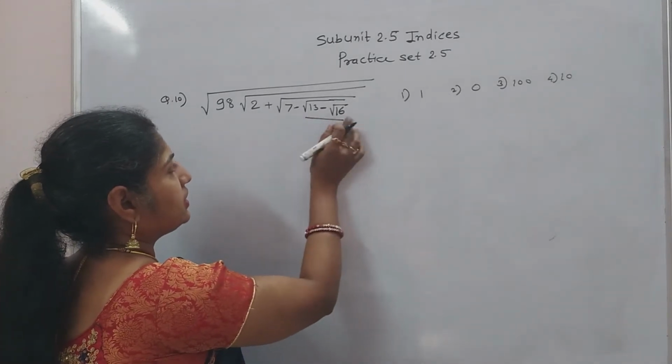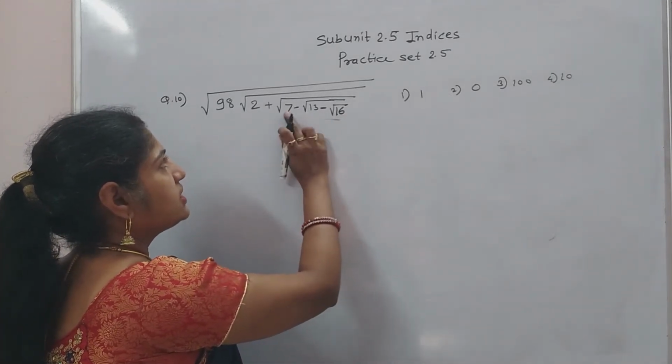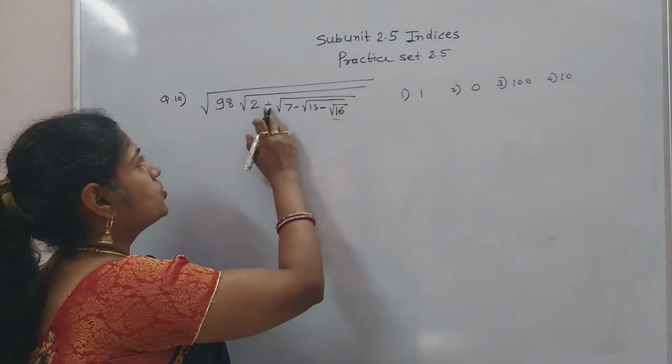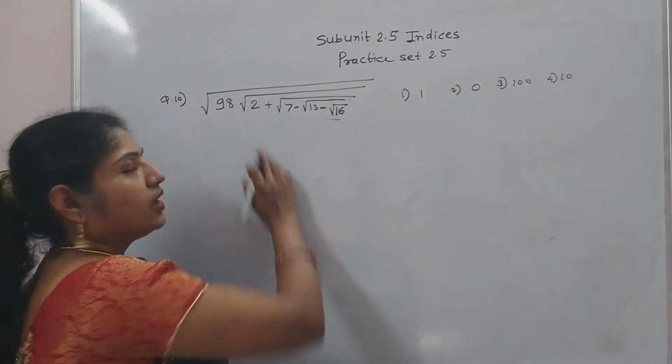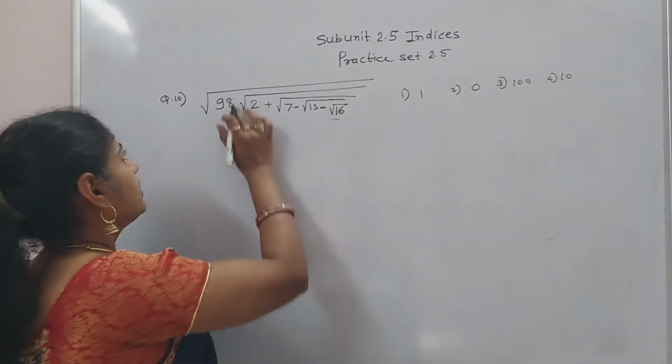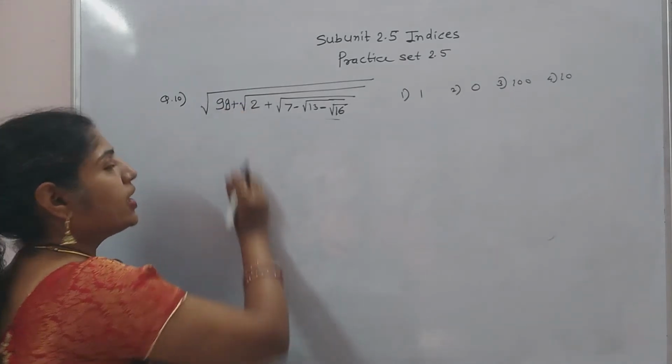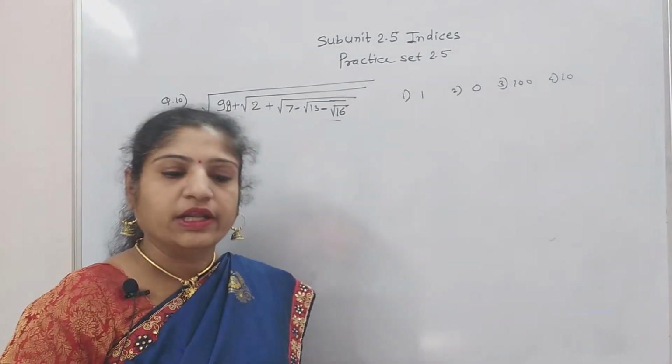Under root of 9 is 3. 7 minus 3, 4. Under root of 4, that is 2. 2 plus 2, 4. Under root of 4 means 2. Here is also plus sign. 98 plus 2, 100. And under root of 100 equal to 10.